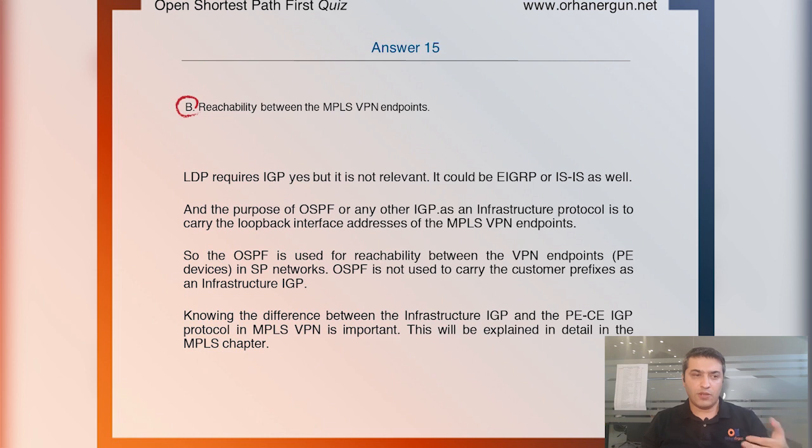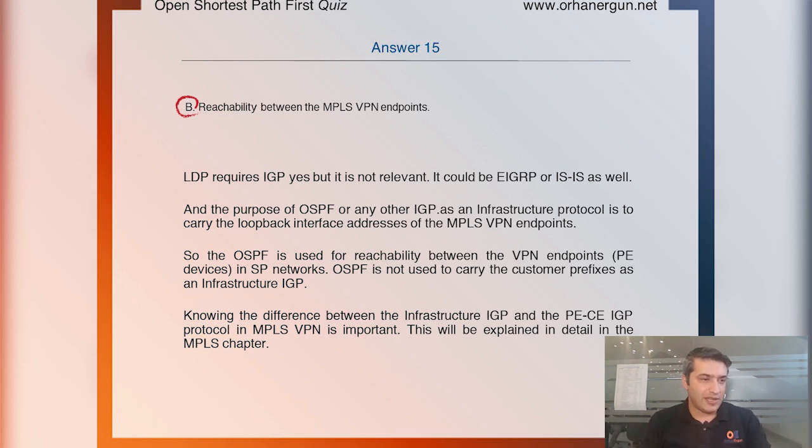So C, OSPF is not used in an MPLS VPN environment as an infrastructure IGP, but BGP is used? No, okay. BGP is used for service, not to connect these two endpoints. We need to connect those two endpoints, and then on top of that, BGP is used to advertise customer information, which we call service. Okay, layer 2, layer 3 service.